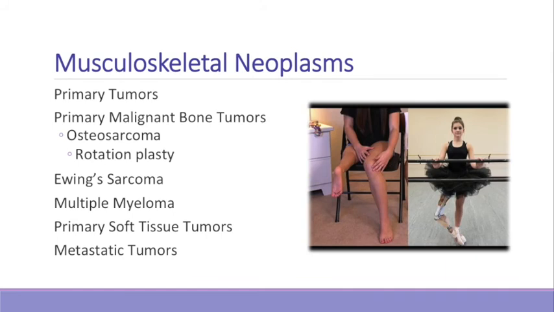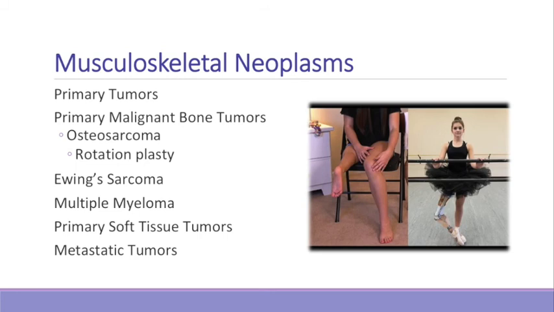Ewing's sarcoma is a malignant, non-osteogenic, which means it does not produce bone, primary tumor that can arise in bone or soft tissue. 80% of these tumors appear in people under 20. Risk factors are paternal smoking, exposure to pesticides, herbicides, fertilizers, and white ethnicity. It is a soft, viscous tumor that quickly outgrows its blood supply. There is local bone pain and swelling that is usually progressive.